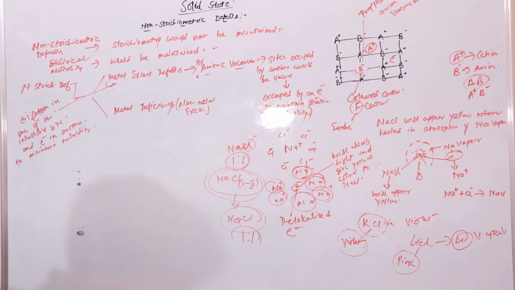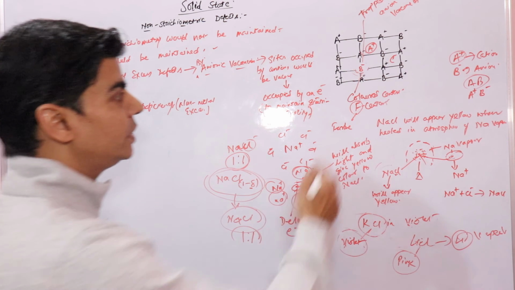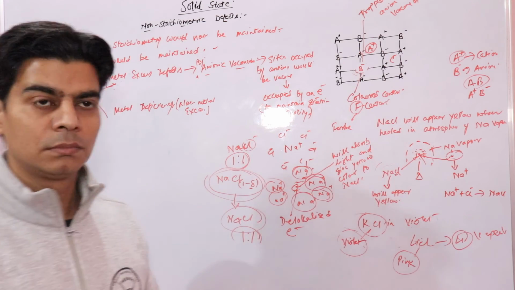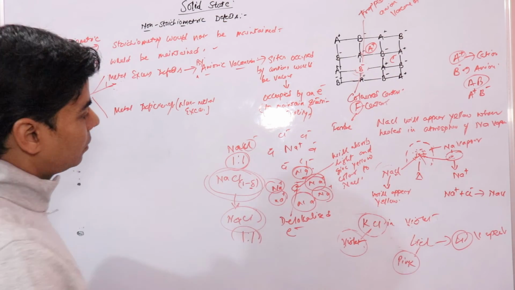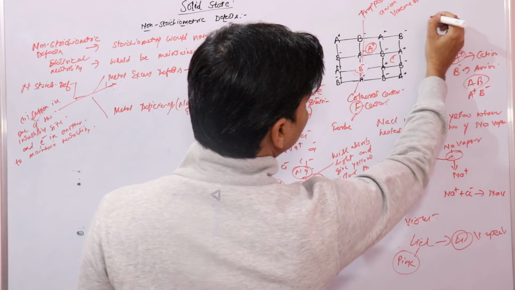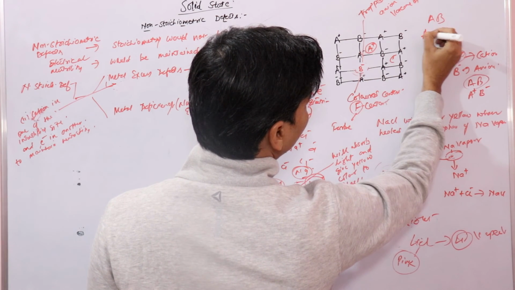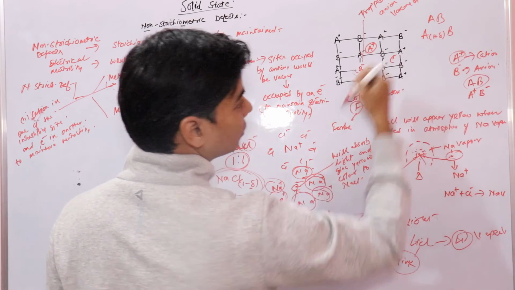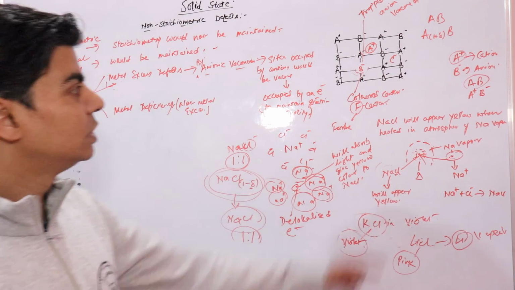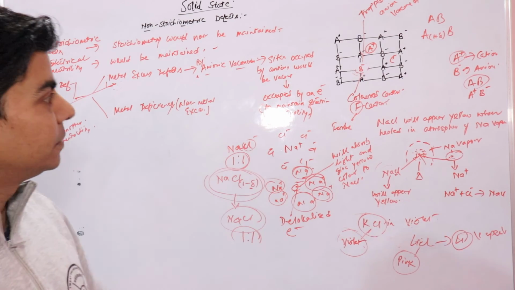right? Here stoichiometry is not maintained because we have extra cation. So if this is a compound AB, then the formula would be A 1 plus lambda B. We have an excess of metal cation, so this is a metal excess defect.